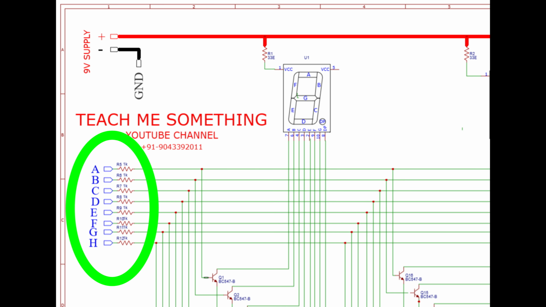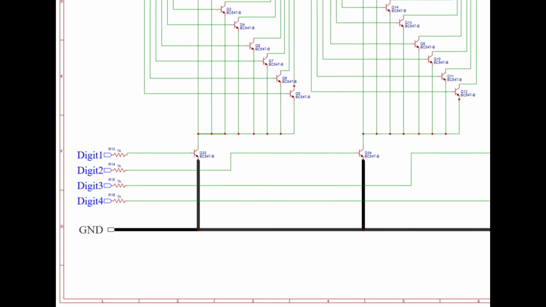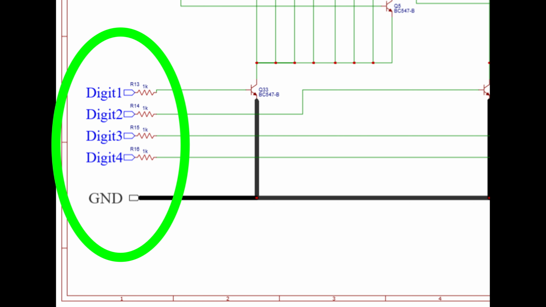This A to H input needs to be connected with the ESP32 module. Digit 1 to digit 4 and the GND pin also need to be connected with the ESP32 module. A very important point is that your external power supply ground needs to be connected to your microcontroller ground, otherwise it won't work.